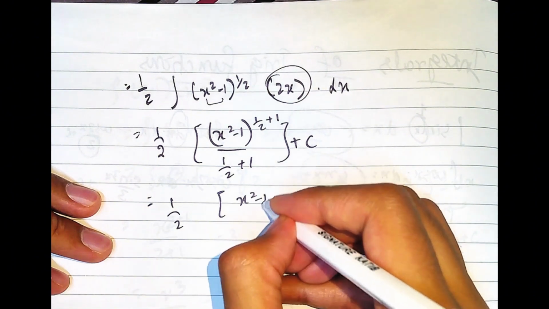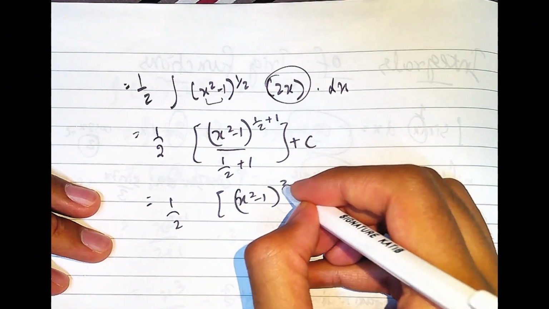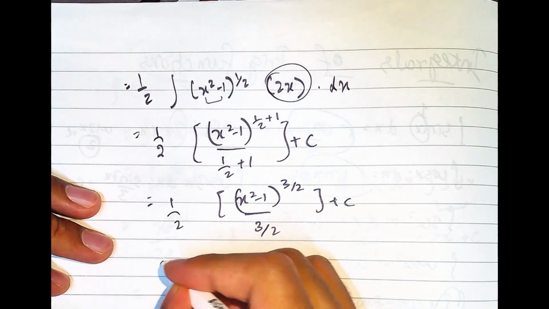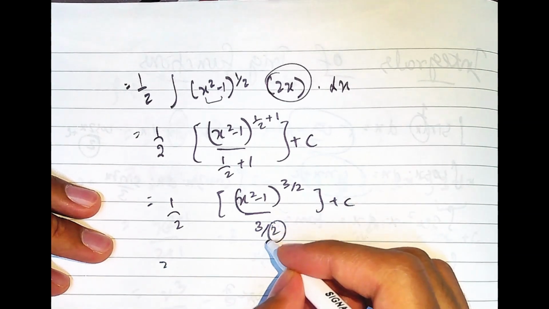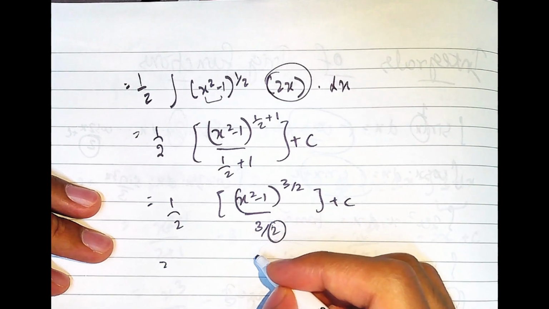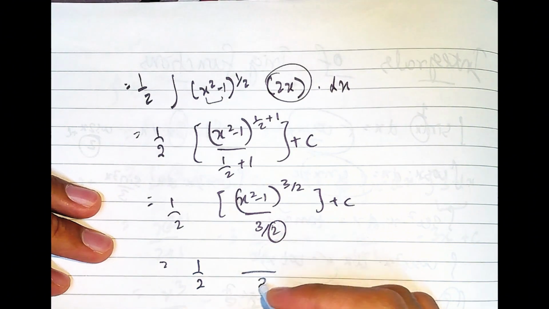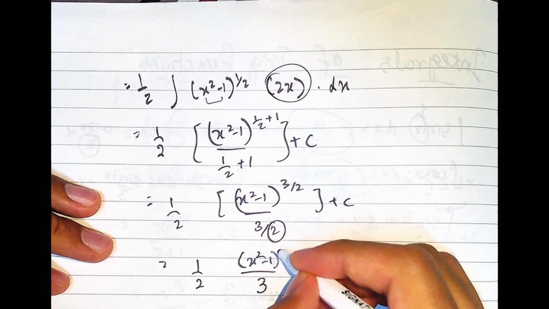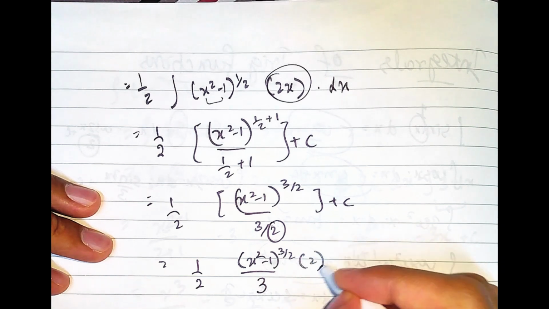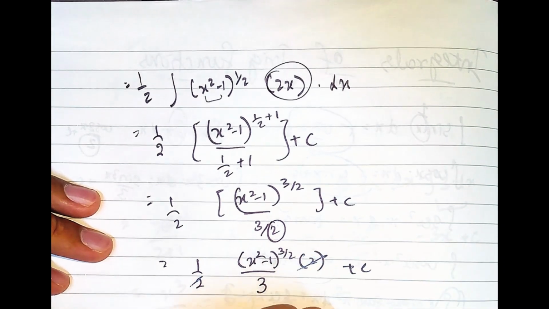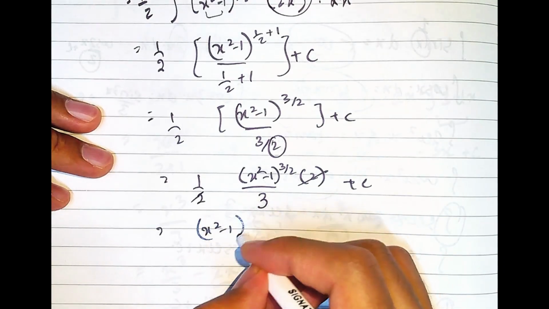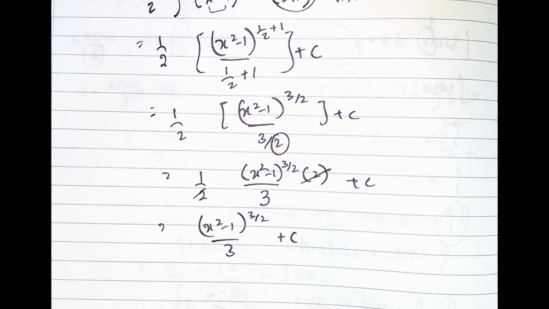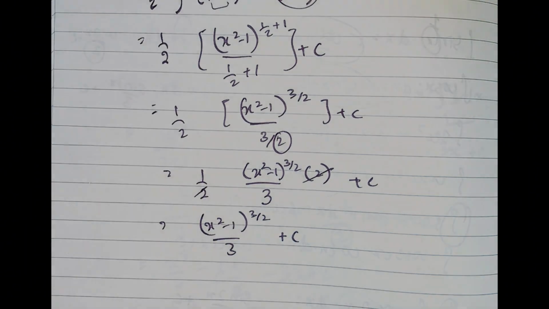x squared minus 1 to the power of 1 by 2 plus 1 will be 3 by 2, and this will be in the denominator, plus c. Now this is the denominator of the denominator, so we can reciprocate it and it will become the numerator. So we have 1 divided by 2. First of all, we have 3, and this 2 will move towards the numerator. So we have x squared minus 1 to the power 3 by 2 times 2, plus c. So this 2 will be cancelled and we are left with x squared minus 1 to the power 3 by 2, divided by 3, plus c. In the upcoming videos, we will solve more examples related to such situations.